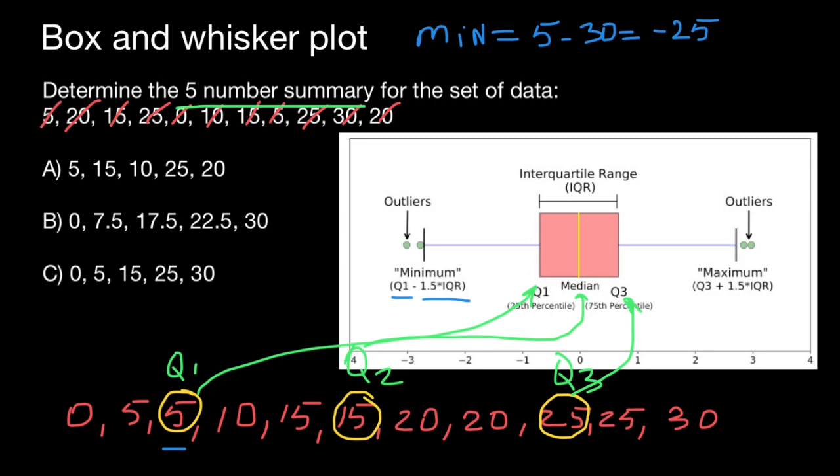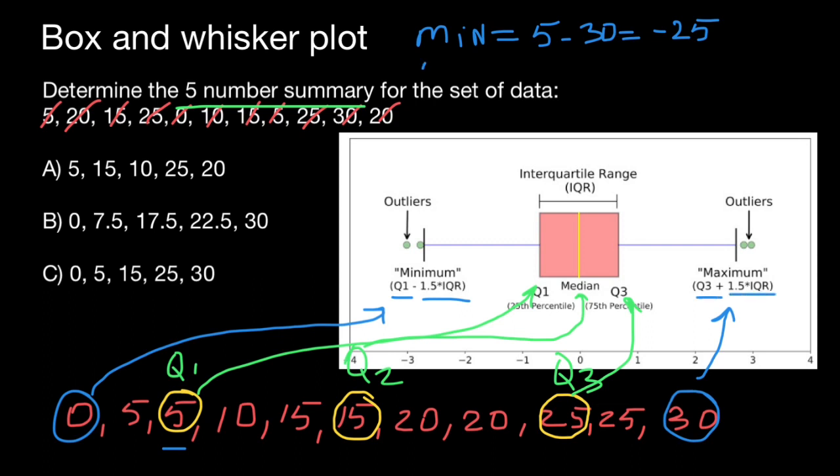We don't have numbers which are smaller than minus 25. The smallest is going to be 0, so this is our minimum. The maximum is going to be quartile 3 plus 1.5 times the IQR. So quartile 3, which is here, plus 30, is going to be 55. But as you see, the maximum number in our set of numbers is 30, so this is going to be our maximum.